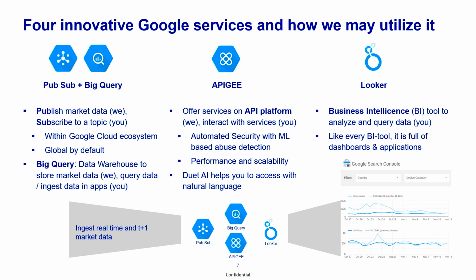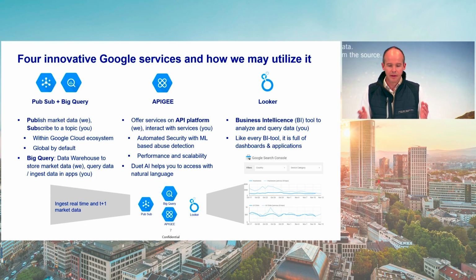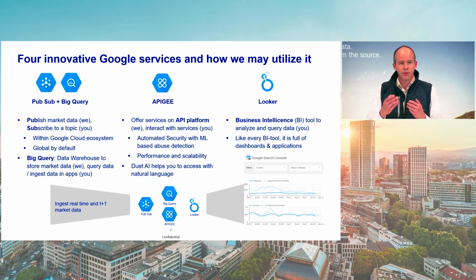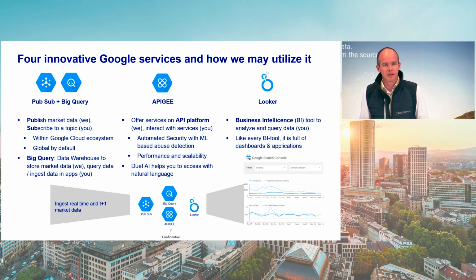Second, APG. Building an API is easy. Publishing an API in a secure way, not that easy. I'll give you one example. With APG, we will have automated security with machine learning-based abuse detection. What is abuse detection? Coming back to our A7 analytics platform, there is an API, and you can query market data to say, give me one instrument from yesterday at 2 p.m. And then you can get the data.